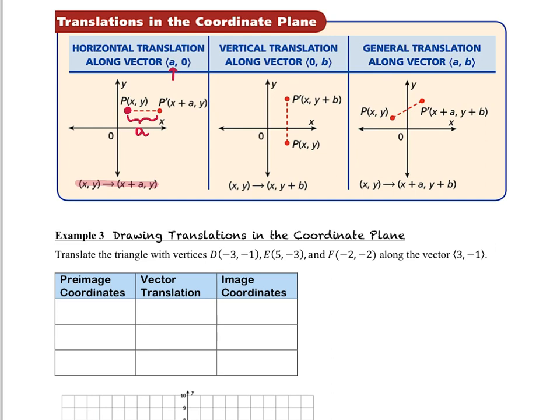Now the same idea applies when we translate in the vertical direction. This time we're going to be using a vector of 0 comma b, because only the y is changing. So the x coordinate is going to stay the same and the y is going to have b added to it. Remember that b could be positive or negative, so it might be moving in the direction opposite what we think. But we're always going to pay attention to the sign so we know which direction to go. Now, when we have a vector that has both an A and a B, then we're doing both a horizontal translation and a vertical translation at the same time. So let's see how these work when we're talking about a specific figure.